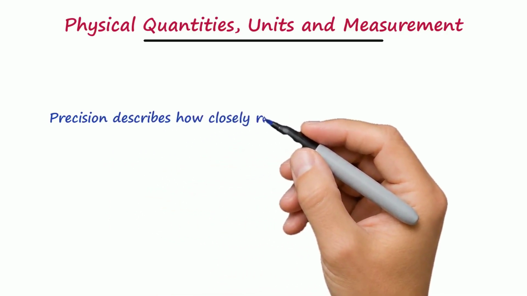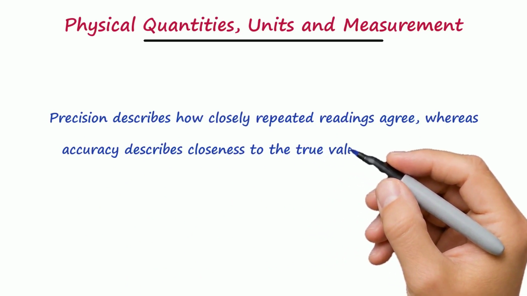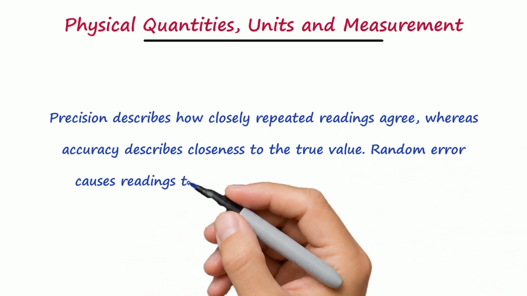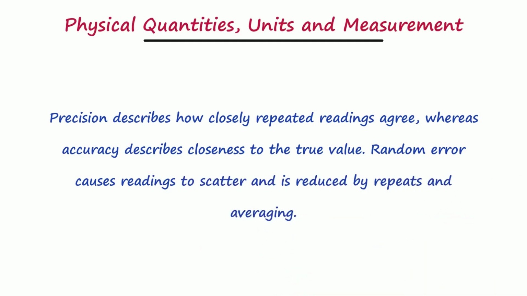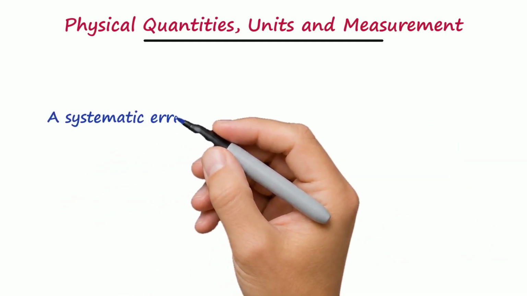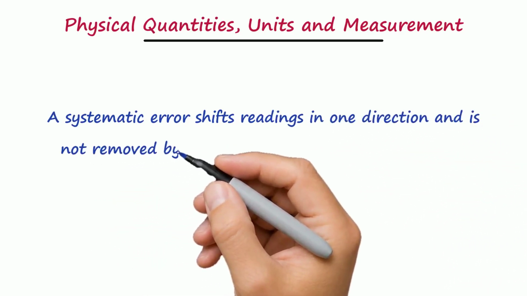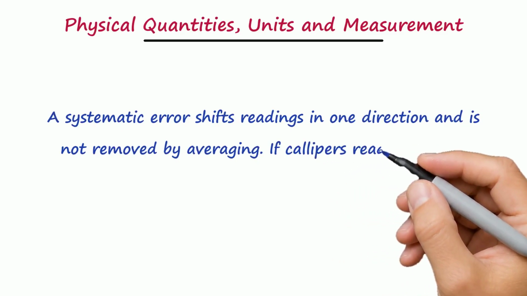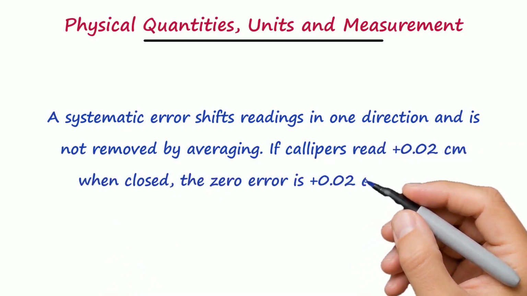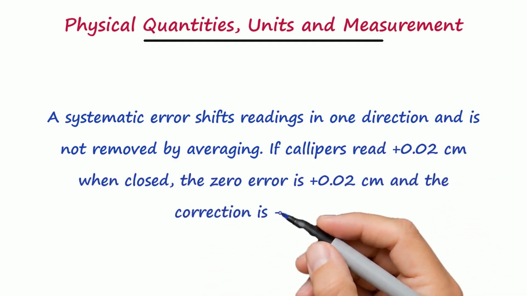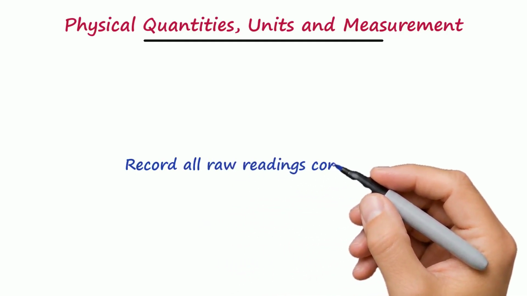Precision describes how closely repeated readings agree, whereas accuracy describes closeness to the true value. Random error causes readings to scatter and is reduced by repeats and averaging. A systematic error shifts readings in one direction and is not removed by averaging. If calipers read plus 0.02 cm when closed, the zero error is plus 0.02 cm and the correction is -0.02 cm. Record all raw readings consistently.